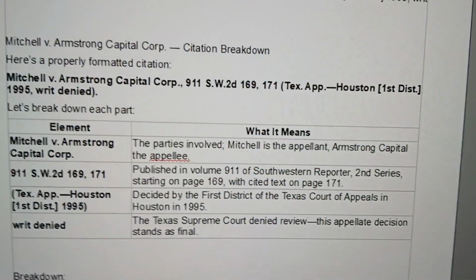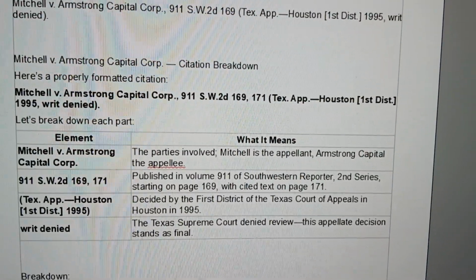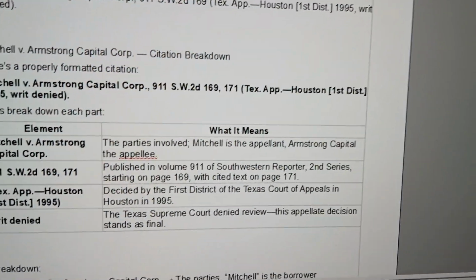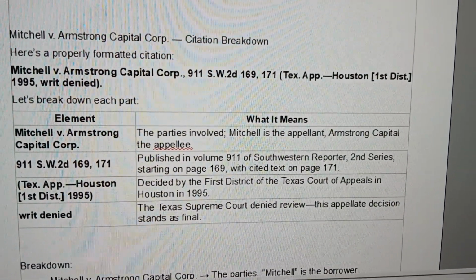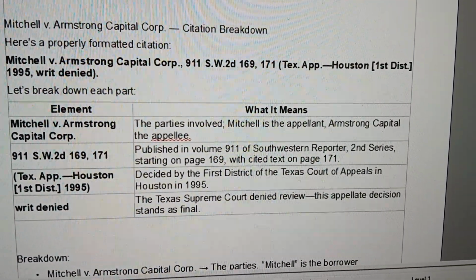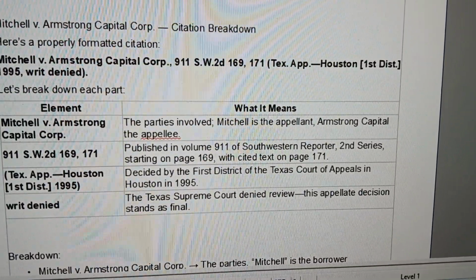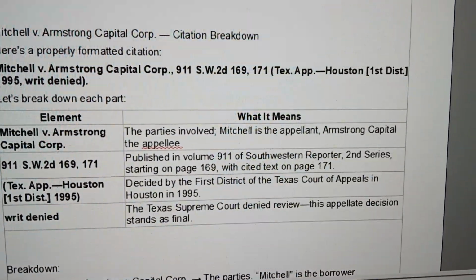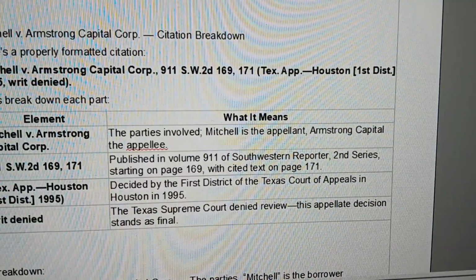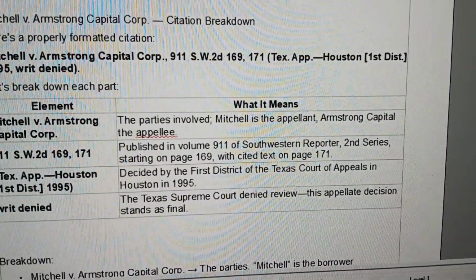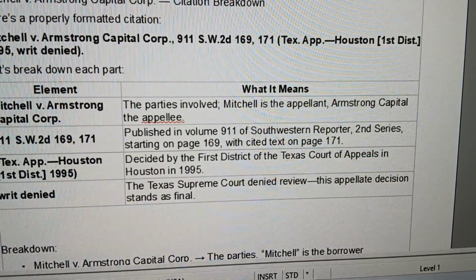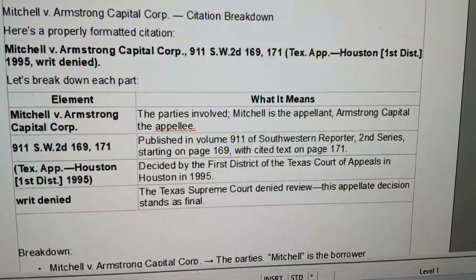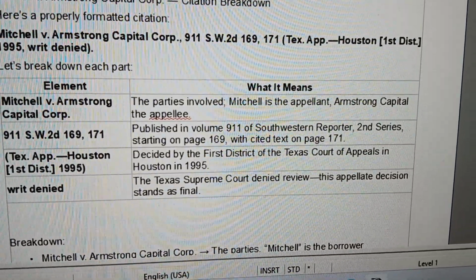Mitchell versus Armstrong Capital Corp. are the parties involved. Mitchell is the appellant. Armstrong Capital is the appellee, or the bank. 911 SW 2d 169, 171. This is what you guys need to know. Published in volume 911 of the Southwestern Reporter, second series, starting on page 169 with cited text on 171. So that's where those numbers come from, guys.